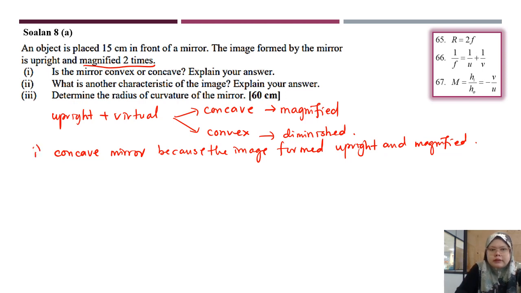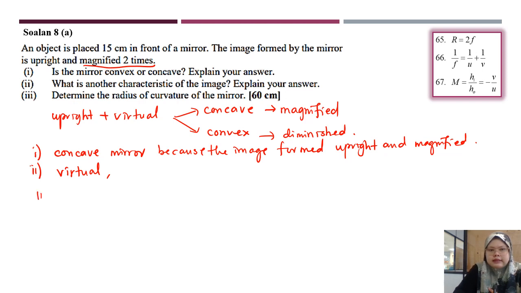Okay, itu yang pertama. And then yang kedua, so what is another characteristic of the image? Explain your answer. So the other characteristic untuk image yang terhasil tu adalah virtual, meaning that the position dia adalah behind of the mirror. Kenapa virtual? Because the image is upright lah. Bila upright dia punya pasangan adalah virtual.